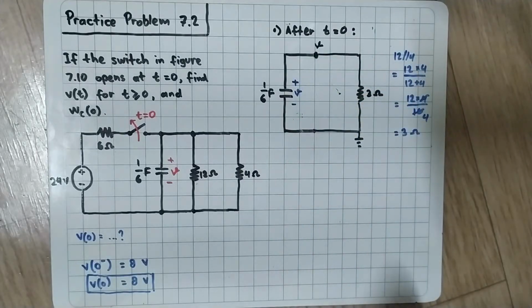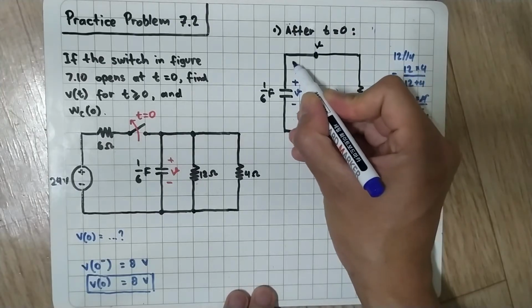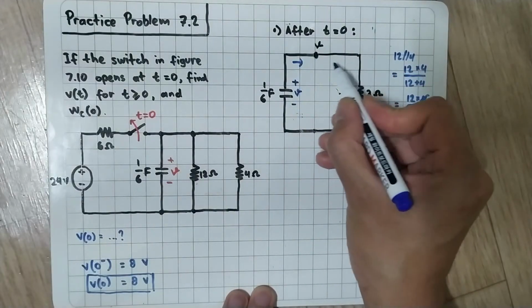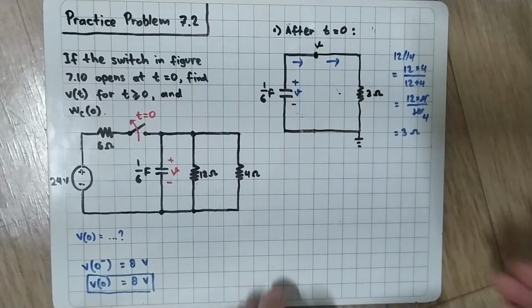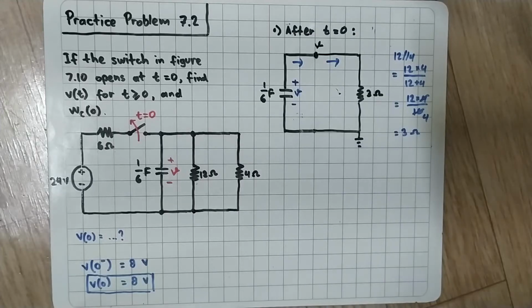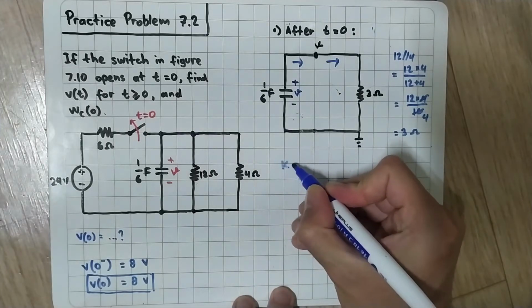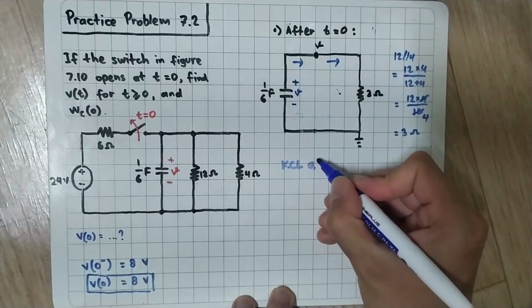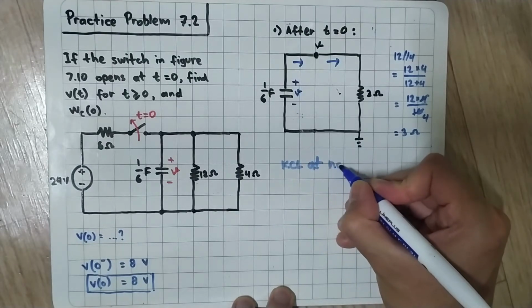And then we assume the current will be going into the node phi and going out from the node phi. Okay, let's do KCL at node phi. So KCL at node phi.